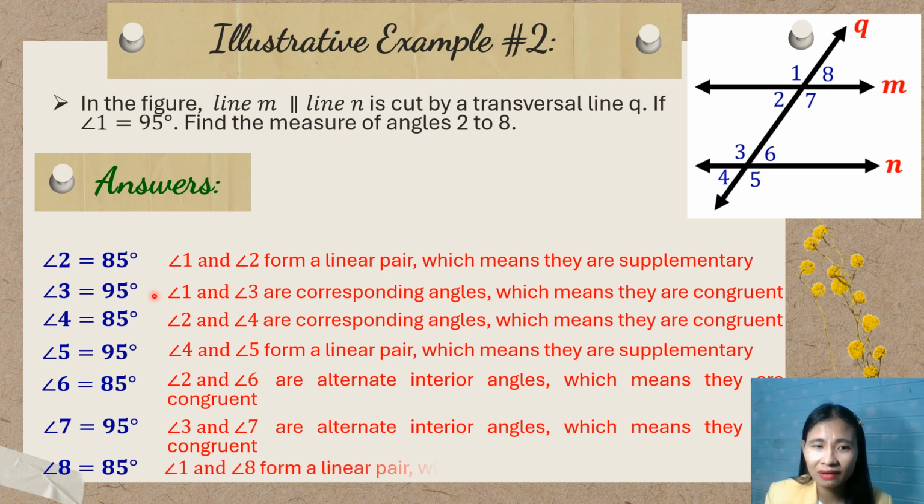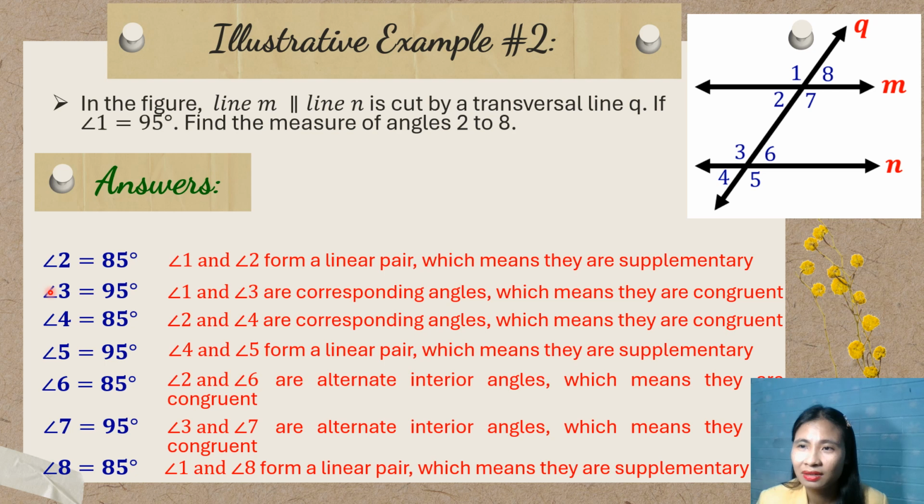And lastly, we have angle 8 is supplementary siya ni angle 1 kay they form a linear pair. Now, ibalik na to si S or si bitin. So, ang kabitin or ka-S ni angle 1 is 7, 3, and 5. So, observe. Angle 1 is 95. So, si angle 7, si angle 5, o si angle 3 equal.